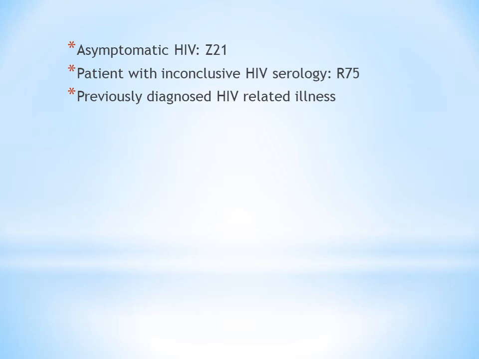The next one is previously diagnosed HIV related illness. Here it says that once a patient is confirmed as HIV positive, he will always be taken as an HIV positive patient. That is, we always give B20 as the HIV code. Once he is taken as B20, for the next visit we can't give either Z21 or R75. Once B20, for all other visits he will be an HIV positive patient, and the code will be B20 only.